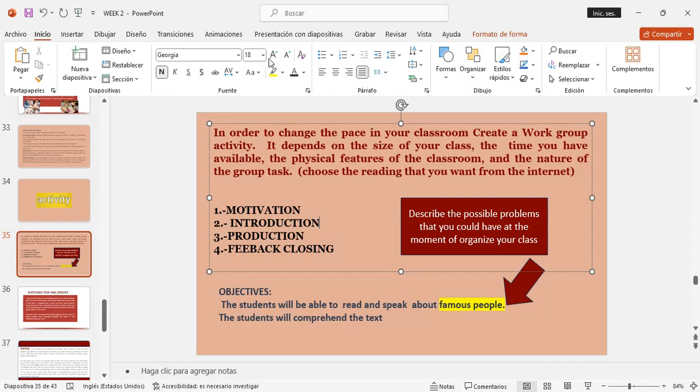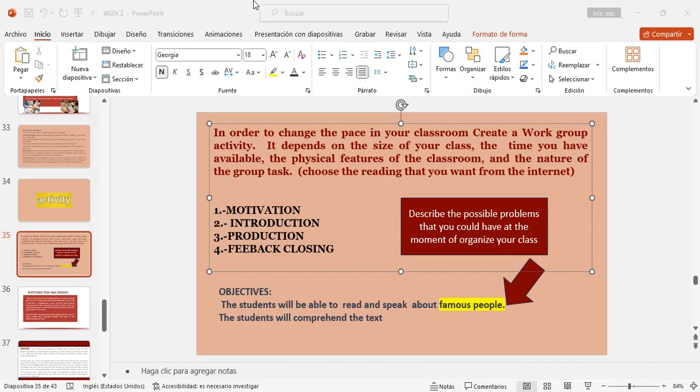It says the physical features of the classroom. I don't know what to put there. What can we put, or what can we write about the features of the classroom? That it is a big classroom. Maybe we have a lot of space for the students to move their chairs or tables and to work in groups.